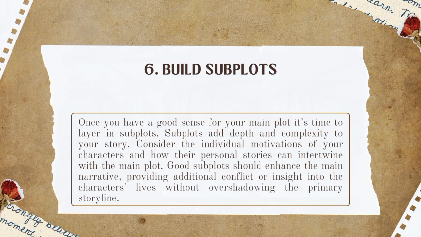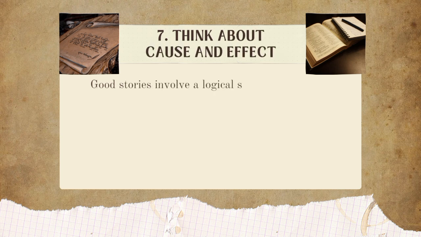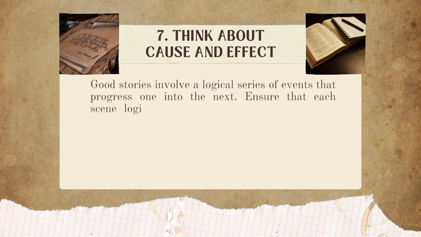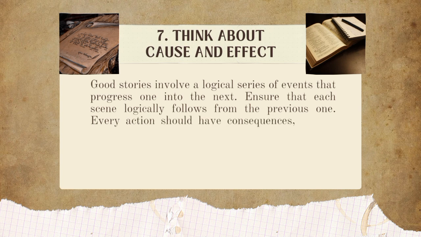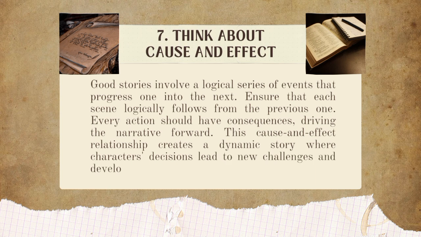Number 7. Think about cause and effect. Good stories involve a logical series of events that progress one into the next. Ensure that each scene logically follows from the previous one. Every action should have consequences, driving the narrative forward. This cause and effect relationship creates a dynamic story where characters' decisions lead to new challenges and developments.